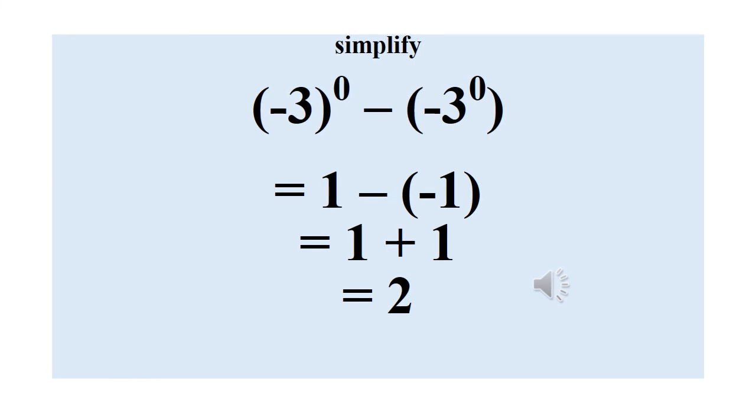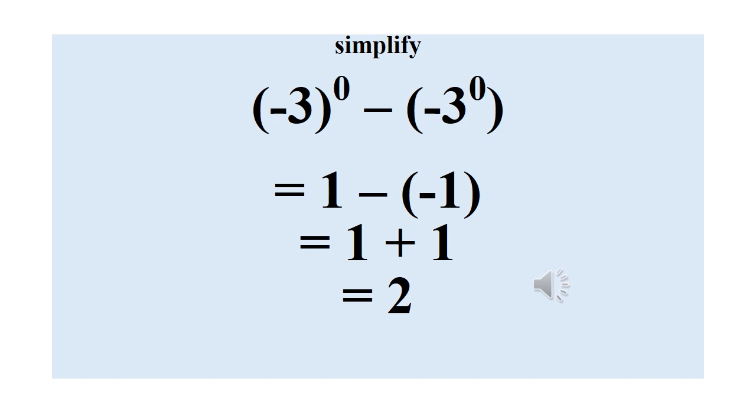Here is question number 4 now. Number 4 is similar to number 2 and 3, where we talked about how exponent power affects the signs. So now here we have open bracket minus 3 close bracket raised to power 0 minus open bracket minus 3 raised to power 0 close bracket.